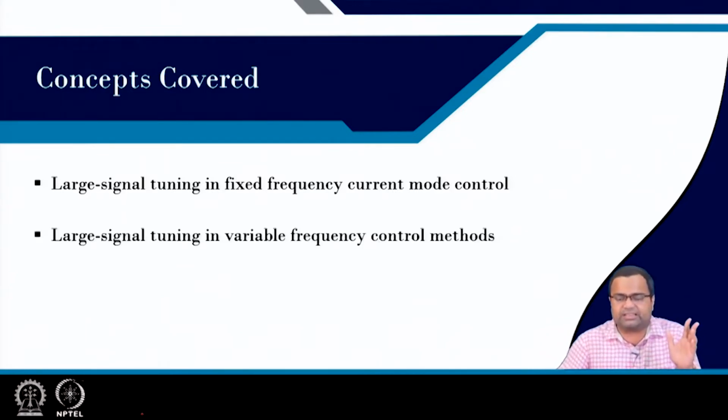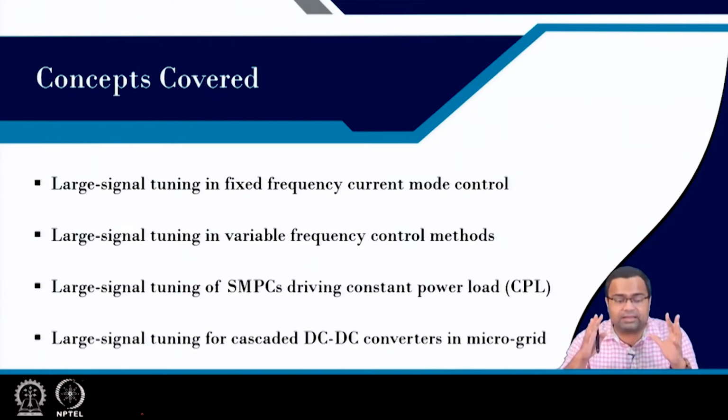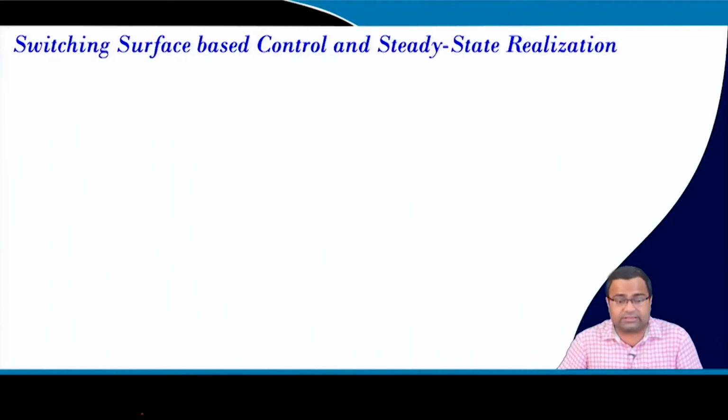That means fixed frequency current mode control, then variable frequency control method. Then I will also talk about large signal tuning for DC-DC converter or switch mode power converter while driving constant power load, because the constant power load is now a very important topic, because we are talking about data center application, electric vehicle application, microgrid application, and such large signal tuning for cascade DC-DC converter in microgrid application. So, these are the things that we are going to discuss today.